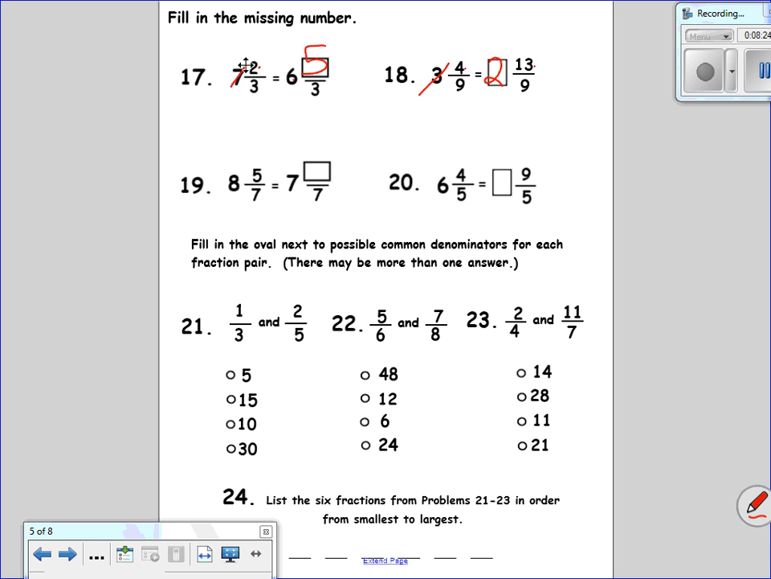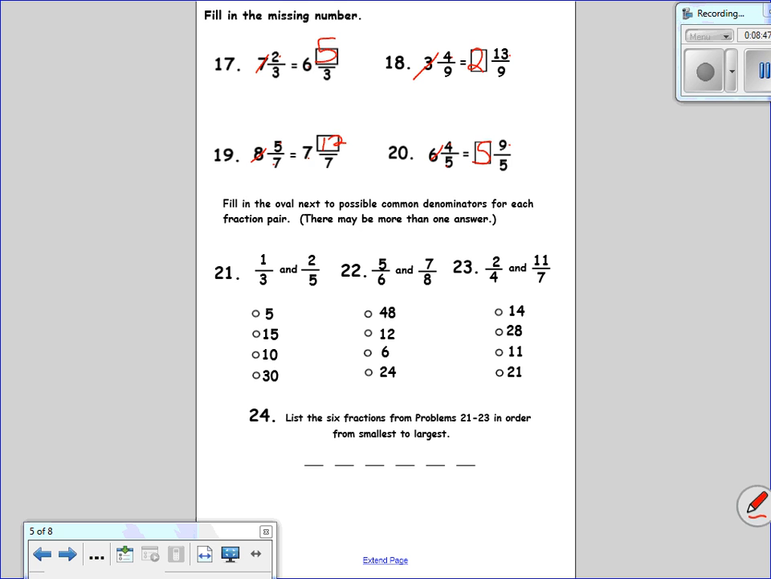Let's take a look at this next problem. They borrowed from the 8 to make this a 7, which means they added a 7 to the 5, which would give me a 12 here. Right here. They added a 5 to the 4 to get a 9, which means they borrowed from the 6 to give me a 5. Let's look at this next problem here.